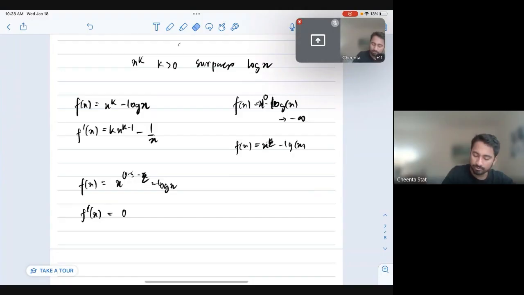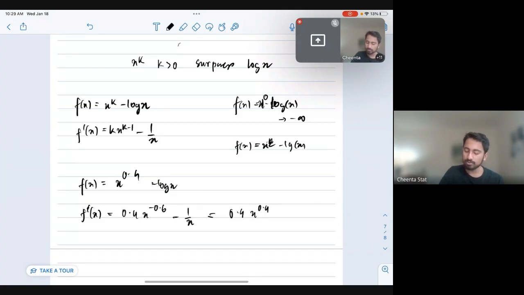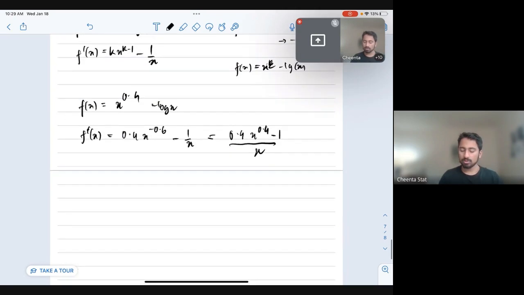let's do it 0.4. 0.4 times x to the power minus 0.6 minus 1 by x. So you get 0.4 times x to the power 0.4 minus 1 by x. Okay. So you can observe that it's always greater than 0.